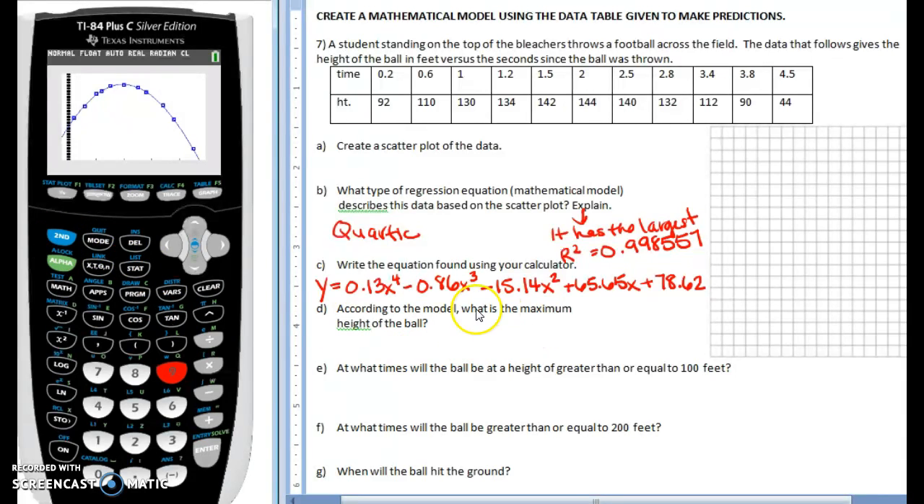Next, it says according to the model. The model means according to your equation, not according to your table. What's the maximum height? So you do second trace, go down to maximum, push enter, and then we've done this before. Go to the left of your max, go to the right of your max, and then push enter.